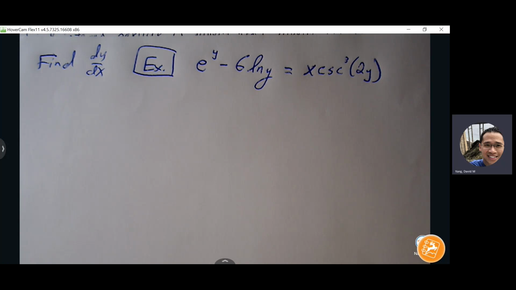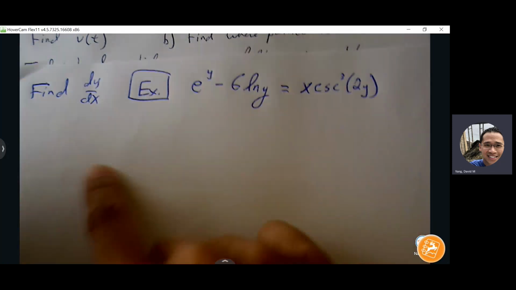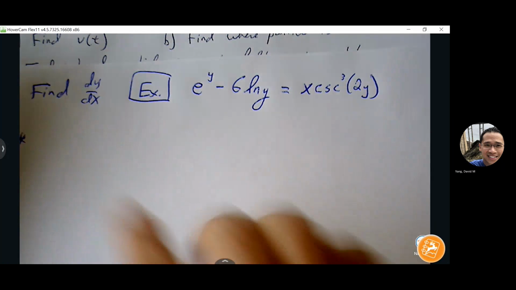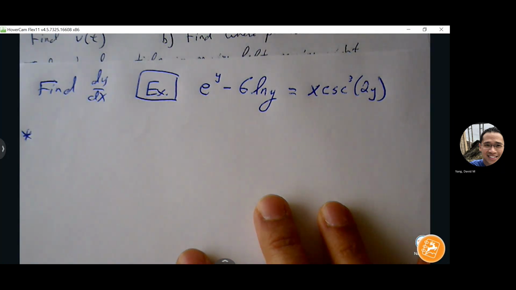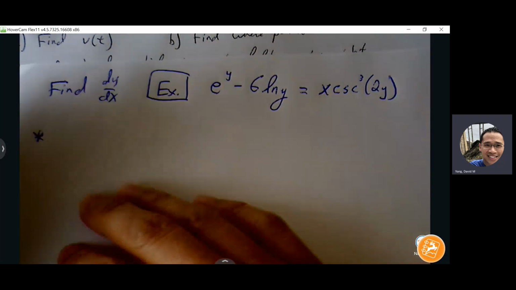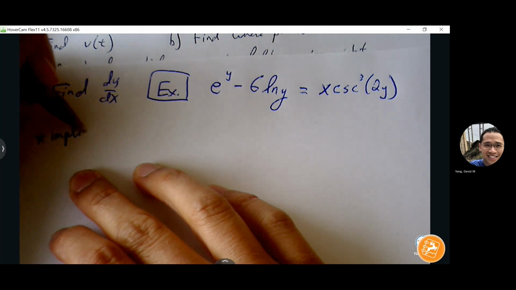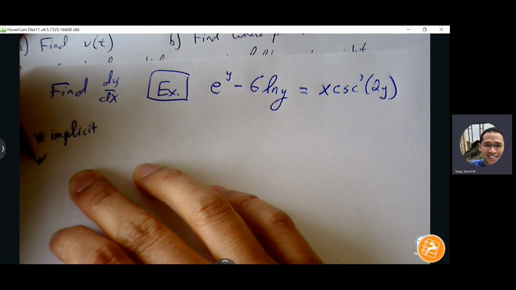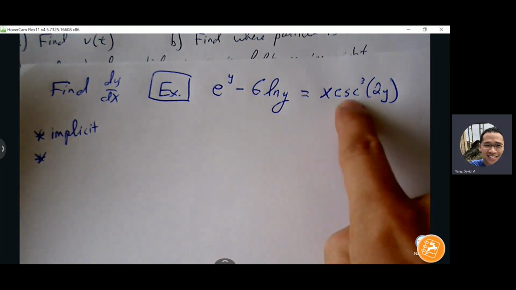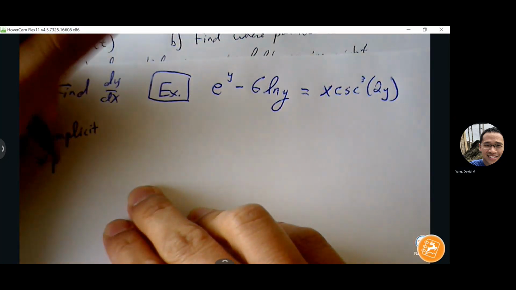All right, quite a few things going on here. Can we identify what is involved in this process to find the derivative? You see y's kind of scattered across your problem here. You've got to collect dy/dx. What else? Product rule. You see that x and cosecant cubed 2y, those are two distinct terms there.